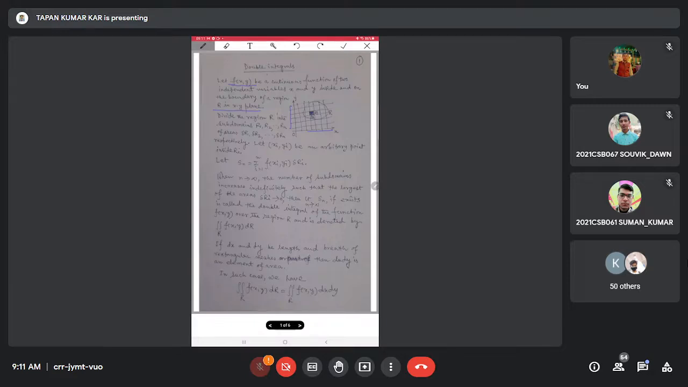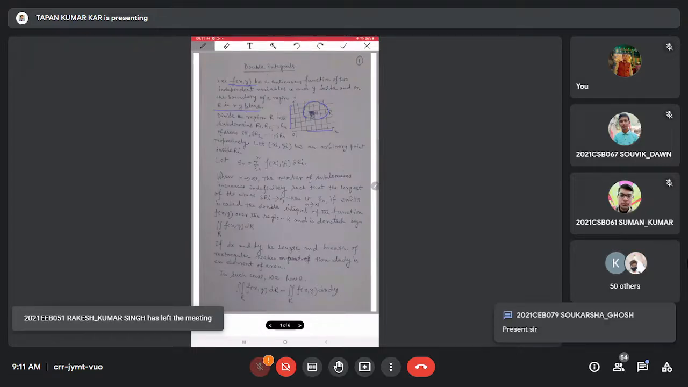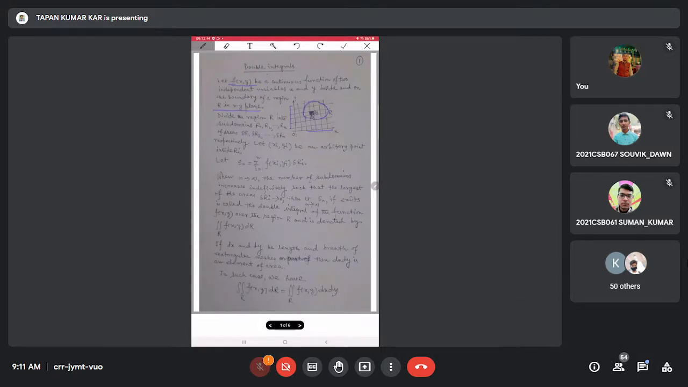So this is the x-axis and this is the y-axis, and suppose the region R is this one. We have to integrate the function f(x, y) over this region, inside and on the boundary of the region R in the xy plane. This region is R.